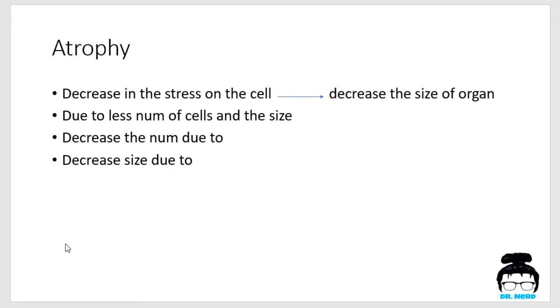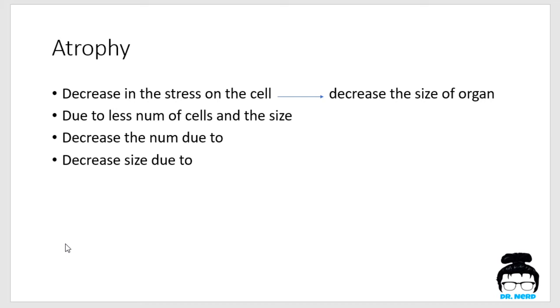Okay, so now we're gonna talk about what will happen if we decrease the stress on the cell. If we decrease the stress on the cell, two things will happen which will lead to a decrease in the size of the organ. These two things are decreasing the size of the cell and decreasing the number of cells.